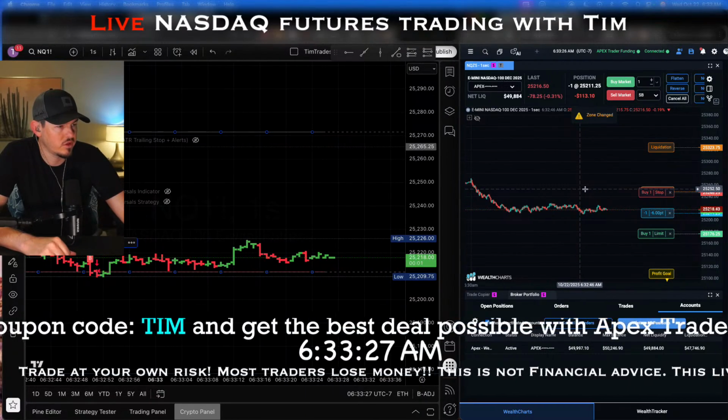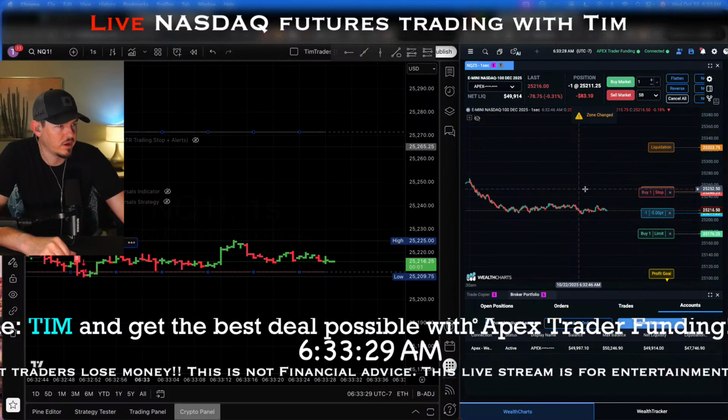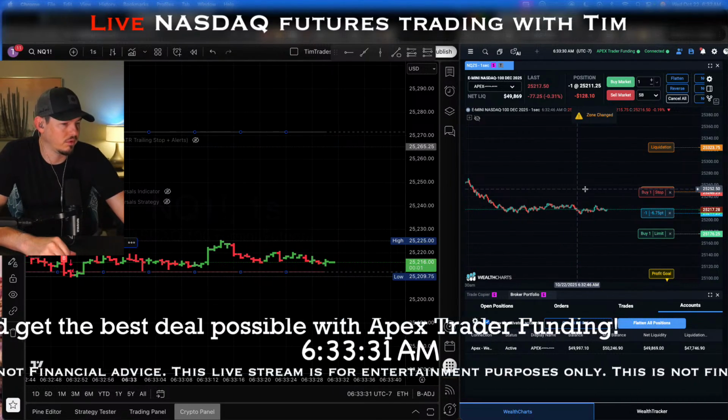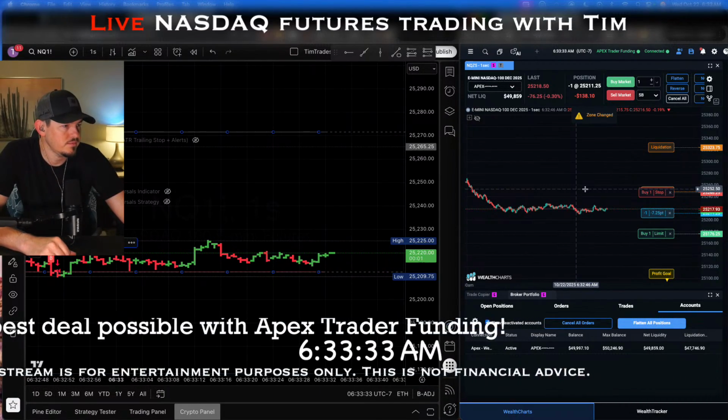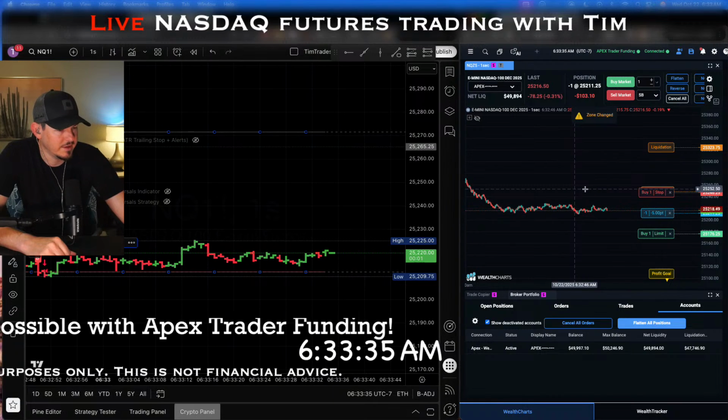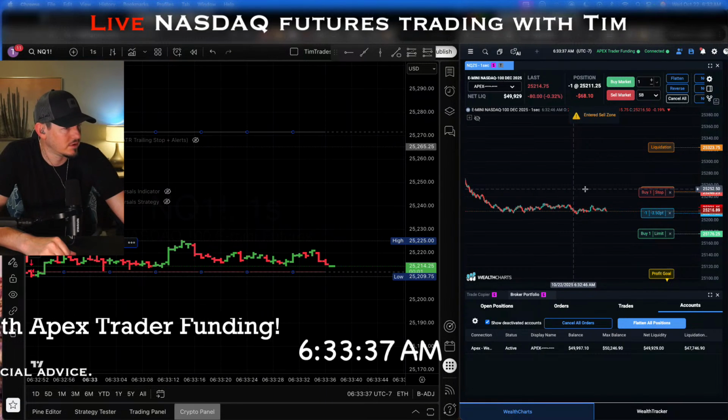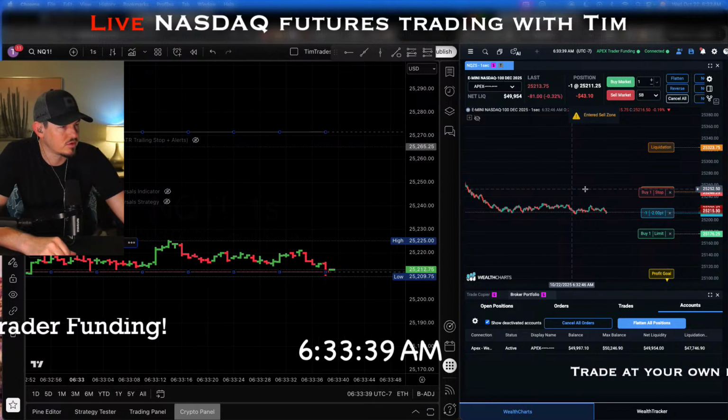I need to change the noise it makes when I enter a trade. It sounds like an error occurred. Bong. It should be like ding, or something a little more joyful.